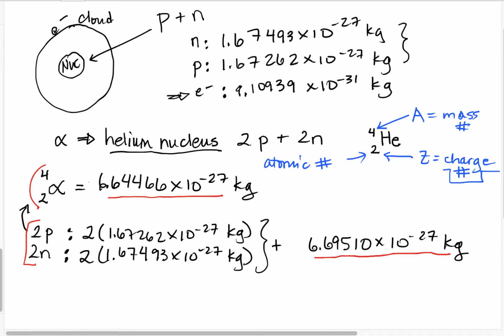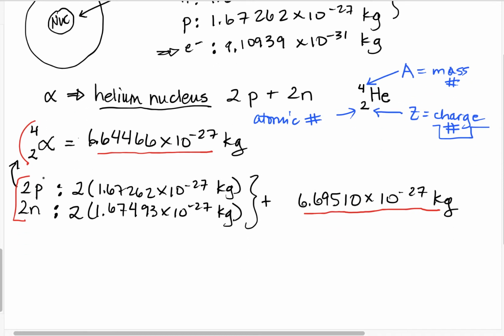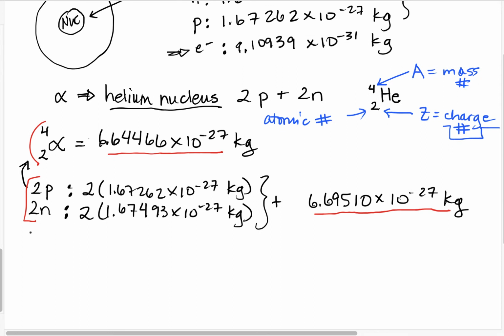These protons and neutrons, these are separate. They're just hanging out by themselves. This alpha particle is with those protons and neutrons incorporated into a nucleus. So the difference between these two is called the mass defect. It's not really a defect. I would say it's actually a feature.